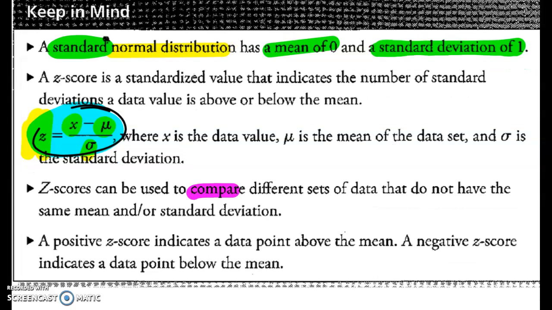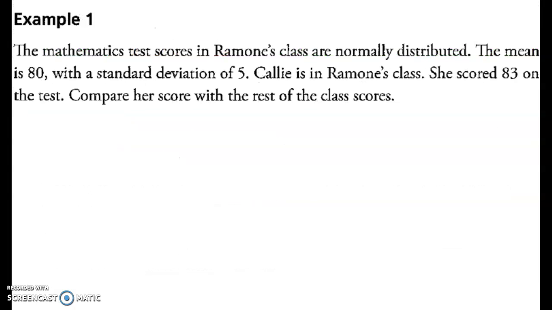We talked about that. A positive z-score indicates a data point above the mean, yes, and a negative z-score indicates below the mean. Let's do 1 or 2 examples together. The math test scores in Ramon's class are normally distributed. Okay, so we know 100%, 1 standard deviation away from the average, there's going to be 34% of the data on either side, etc. The mean is 80 and the standard deviation is 5. Okay, let's stop this and sketch a graph quickly.